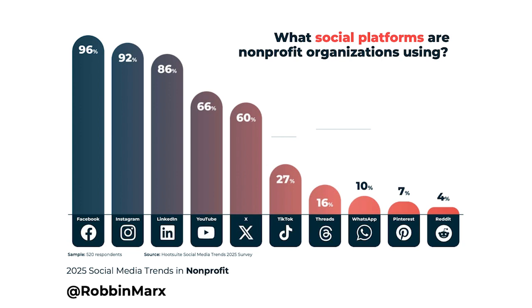Threads made it in here, which is the X Twitter version or app that Facebook and Instagram over at Meta, those folks at Meta released. Then we have WhatsApp, which is another Meta product, Pinterest at 7%, and then Reddit at 4%.